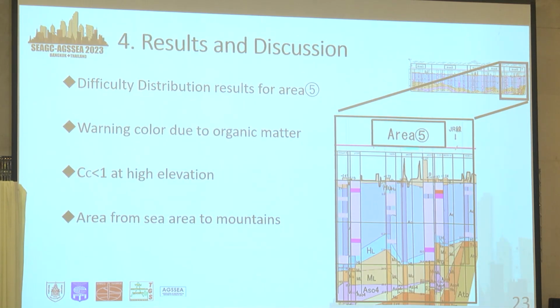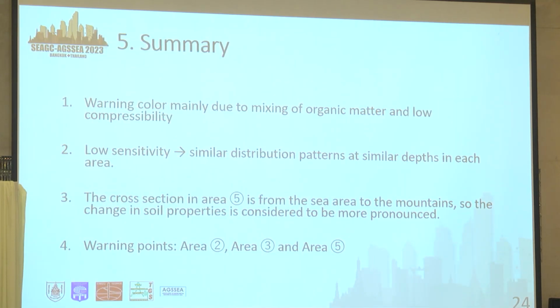In Area 5, the warning color indicates not only the warning level 3, similar to Area 1, but also predominantly relates to the presence of organic matter. Additionally, Area 5 shows instances of low compressibility at higher elevation compared to other areas. The cross-section of Area 5 extends from the coastal area towards the mountains, which likely leads to significant variation in soil properties.